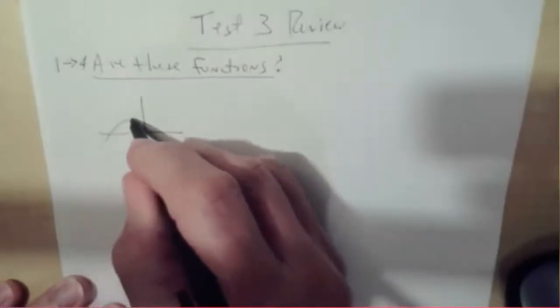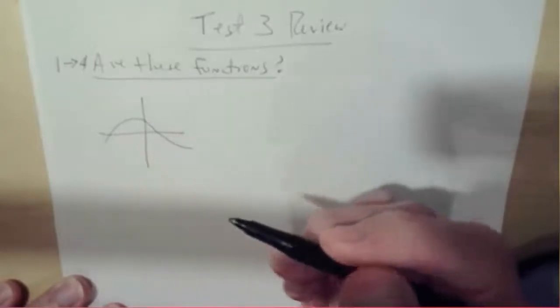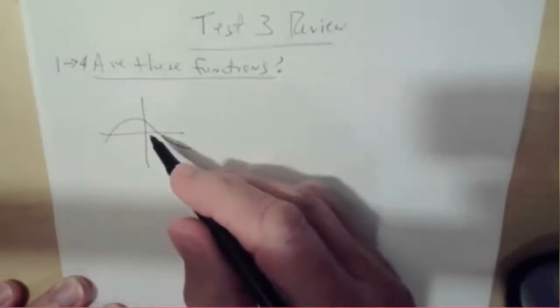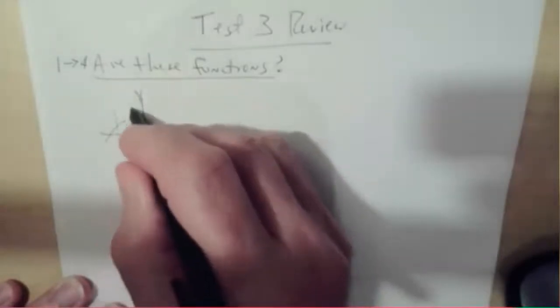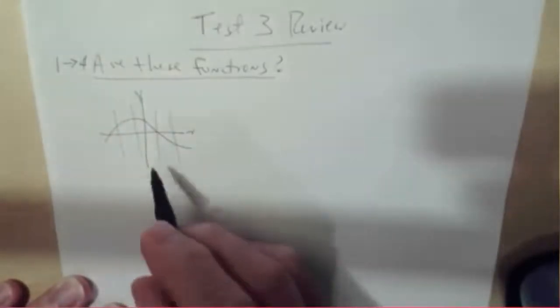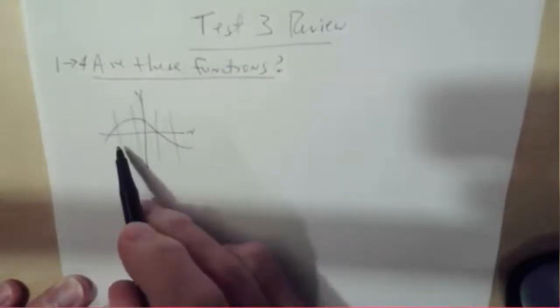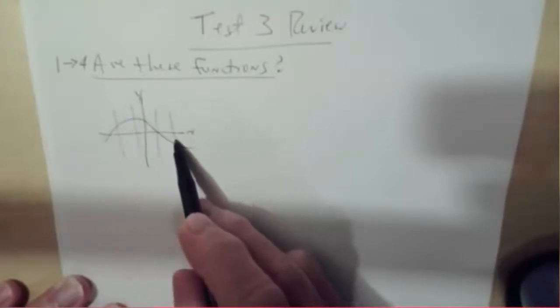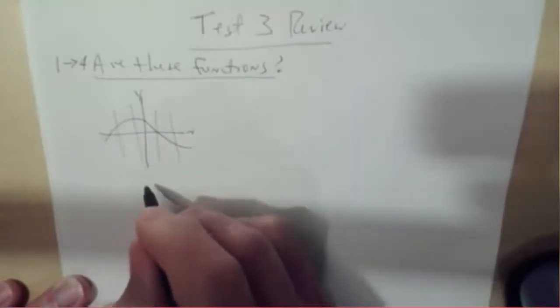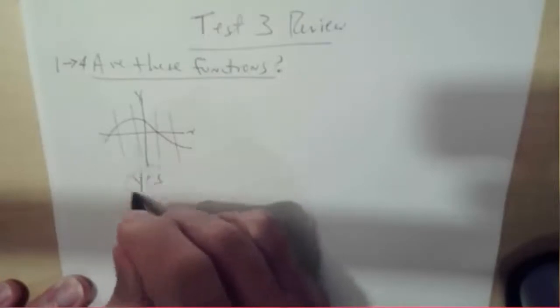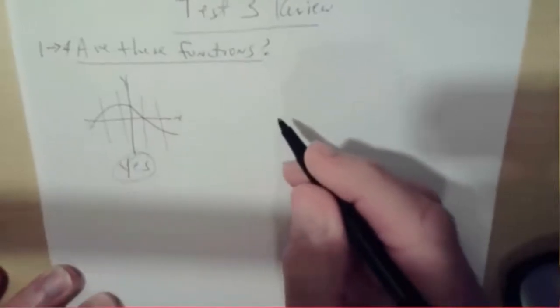Would this be a function? Yes. Remember the vertical line test? This is the x-axis and the y-axis. Does a vertical line anywhere on here cross the graph in more than one place? No, it does not. So the answer to this one is, excuse me, yes. Number 1.